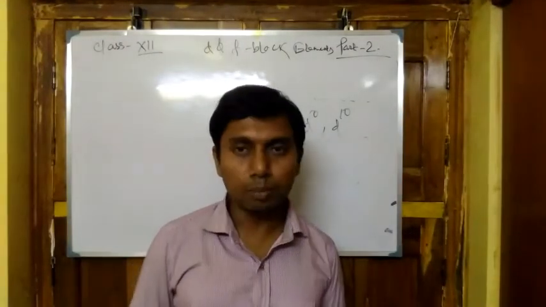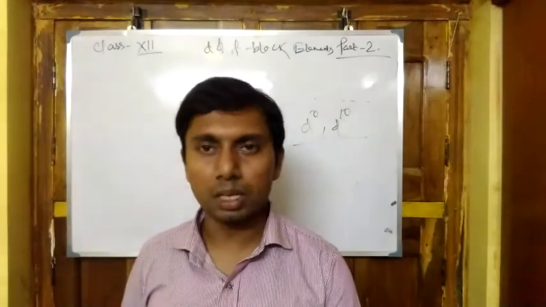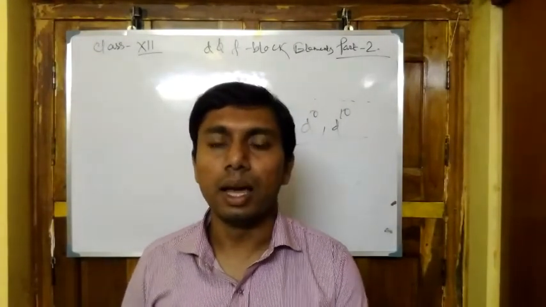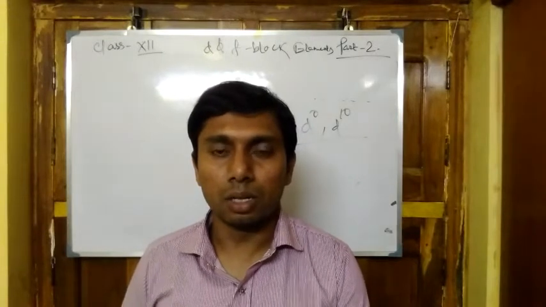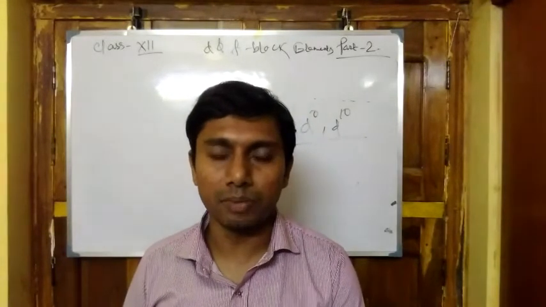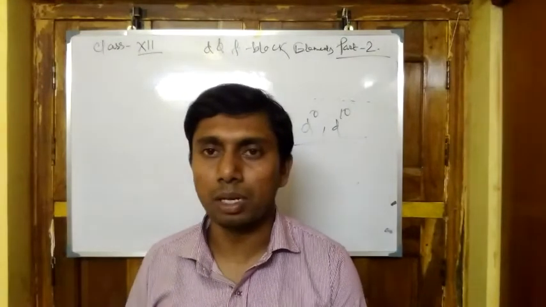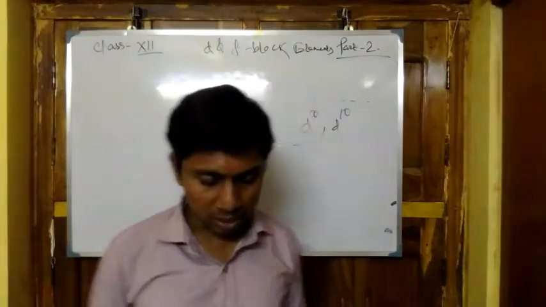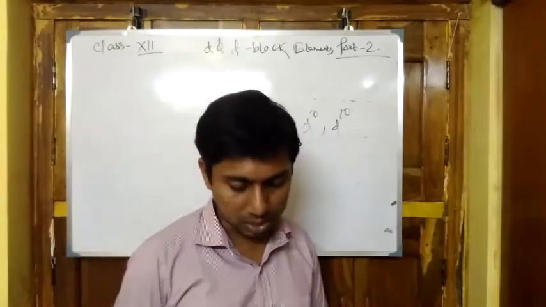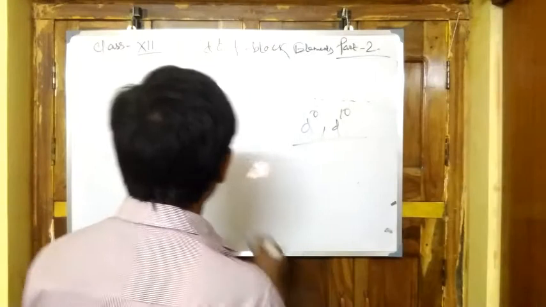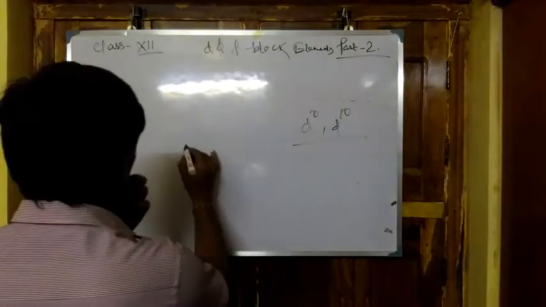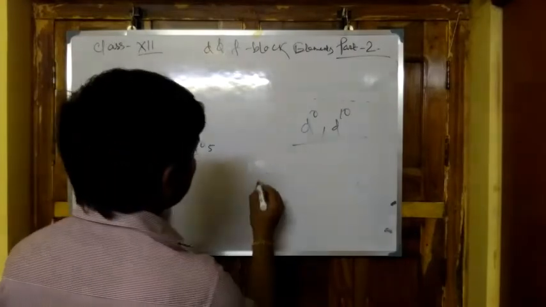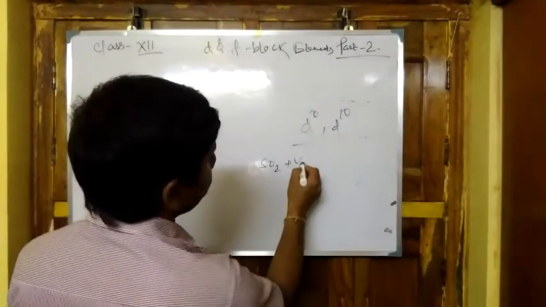Next one, catalytic property. Transition elements have varieties of oxidation states, and the oxidizing and reducing property, depending on which they can be used as catalysts in many industrial reactions. For example, V2O5, vanadium pentoxide, is used in the preparation of sulfuric acid to convert SO2 to SO3.